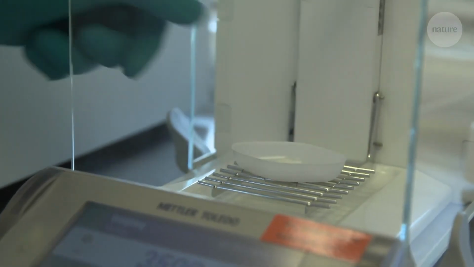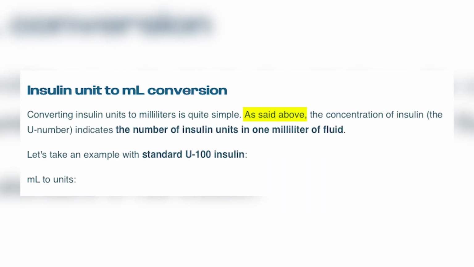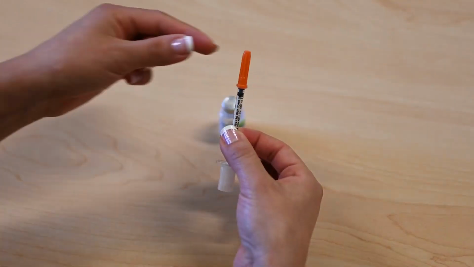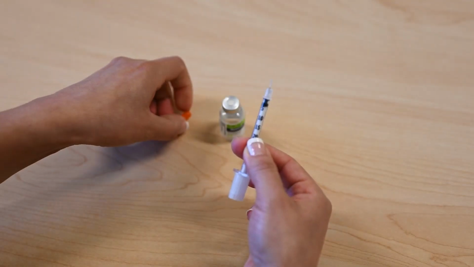Converting insulin units to milliliters is quite simple. As said above, the concentration of insulin, the U number, indicates the number of insulin units in 1 milliliter of fluid. Let's take an example with standard U100 insulin.